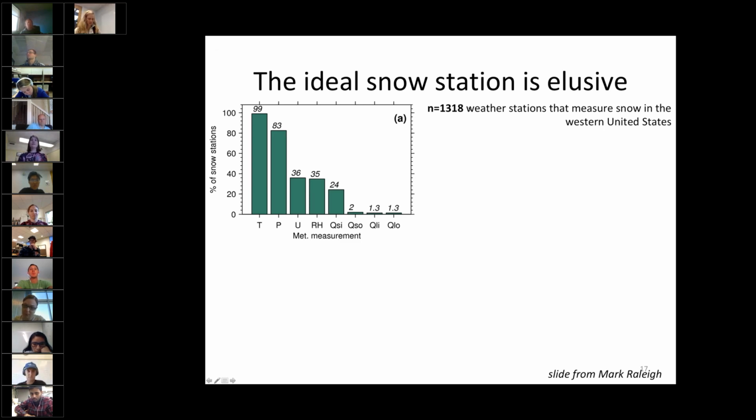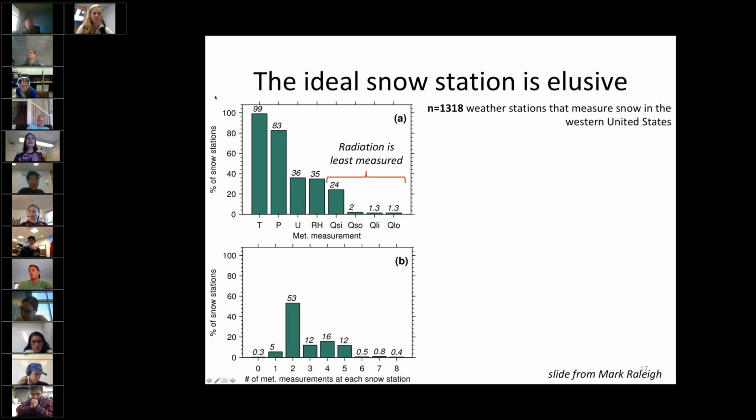Looking at 1,318 weather stations, this is most of the SNOTEL network, plus a few more that measure snow in the western US. You can see we do pretty well at ones that measure temperature and precipitation, but as soon as you want anything else, there's really only one or two that actually measure shortwave radiation in all of the western US at over 1,000 stations. So you are highly likely to need to make up some metadata. Radiation is the least measured parameter.